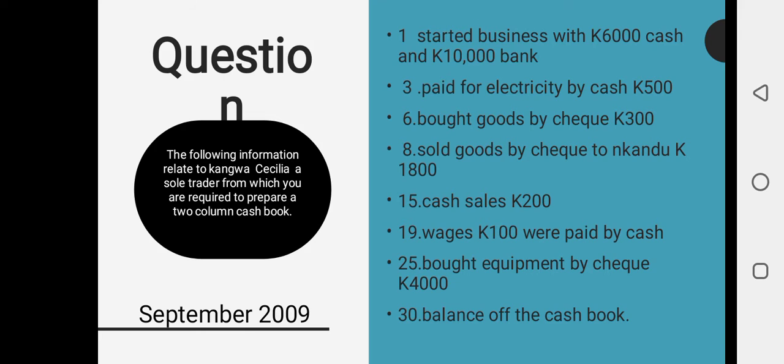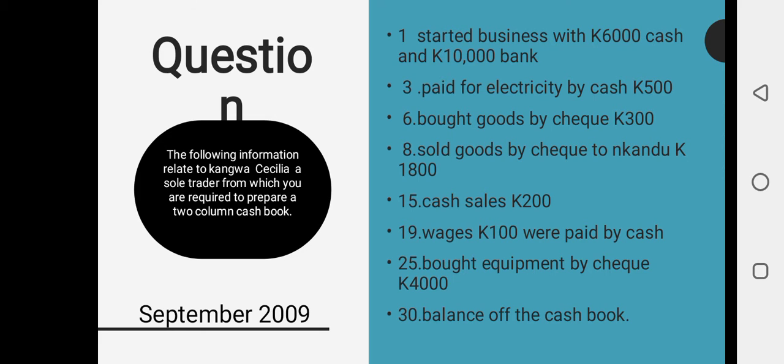Correct. On the 25th, bought equipment by check. Meaning the bank account is being affected here. The bank account is giving out money. Giving out money. Is that clear? When you are giving out, what do you do? Correct, you credit. Then on the 30th, you are asked to balance off your cash book.